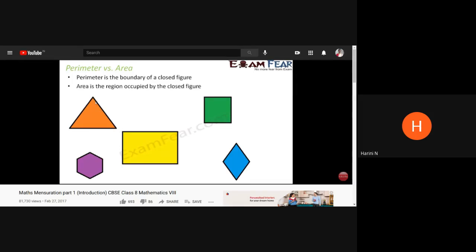Whereas when we talk about area, it is the region occupied by the closed figure. In all of these images, the colored portion represents the area. For example, the orange colored portion represents the area of the triangle, the yellow colored region represents the area of this rectangle, the green region is the area of the square, and so on. That is how we differentiate between perimeter and area.